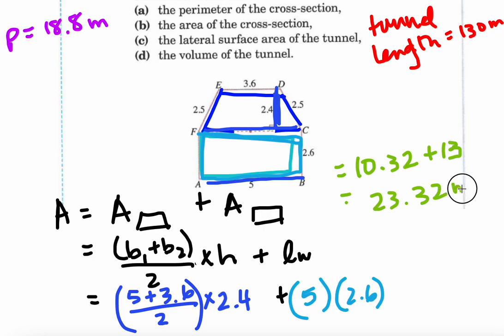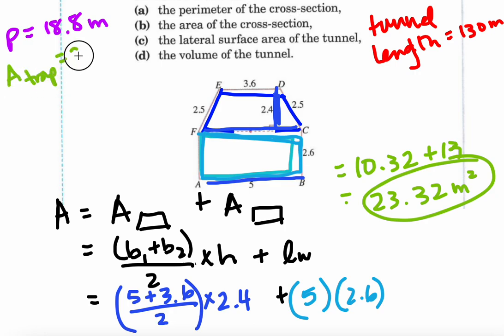This is area, so it's going to be meters squared. That's the area of the trapezoid. I'm going to write that down over here in case I need it later. Okay?